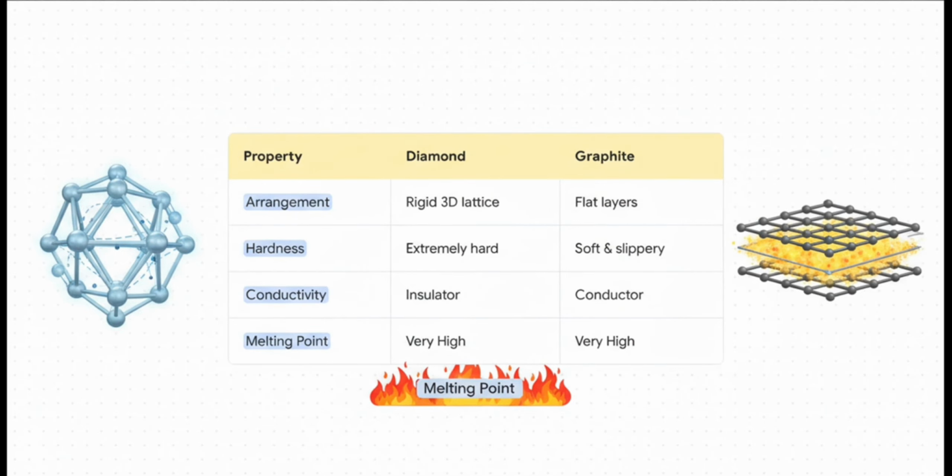So let's just recap the showdown. You've got a rigid 3D lattice versus flat sliding layers. You've got extremely hard versus soft and slippery. And you've got an electrical insulator versus a conductor. Really, the only property they share is that very high melting point. And that's because the covalent bonds within graphite's layers are still incredibly strong and take a lot of energy to break.